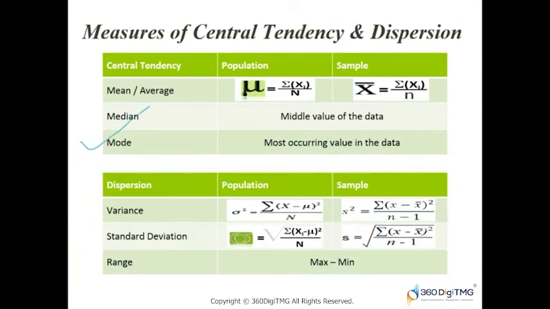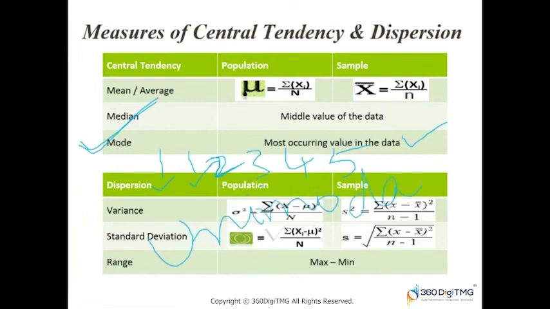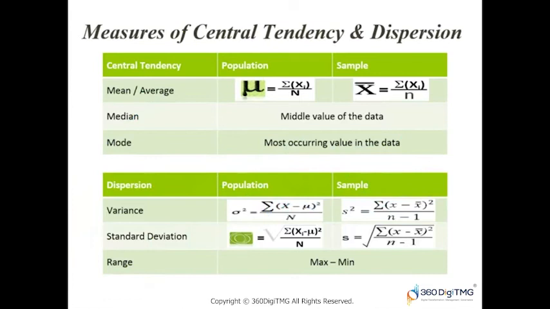Mode. Mode is the most occurring value in the data set. If I have 1, 1, 2, 3, 4, 5, which is the number appearing the maximum number of times in this data set? It is 1. It's appearing twice, and no other number is appearing twice here. Hence, that is called the mode. If I have only one mode, it is called a unimodal data set. I can have bimodal as well: 1, 1, 2, 2, 3, 4, 5.